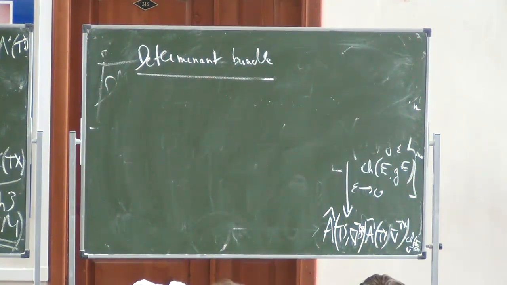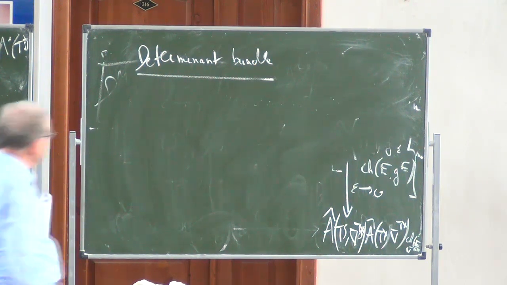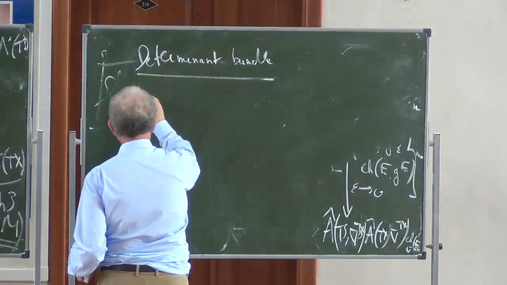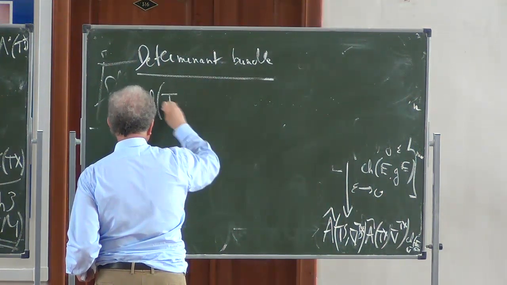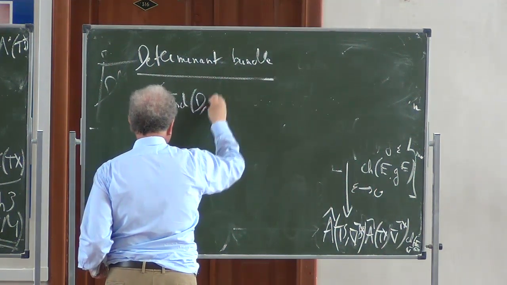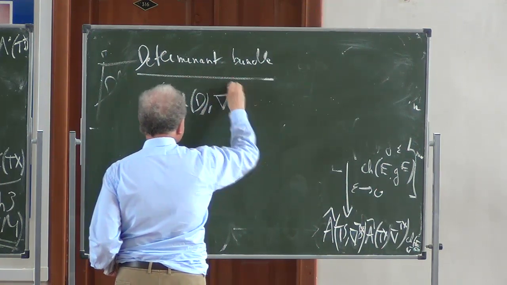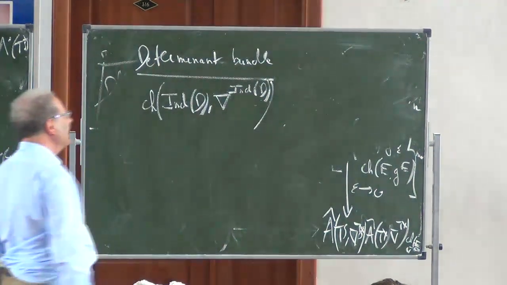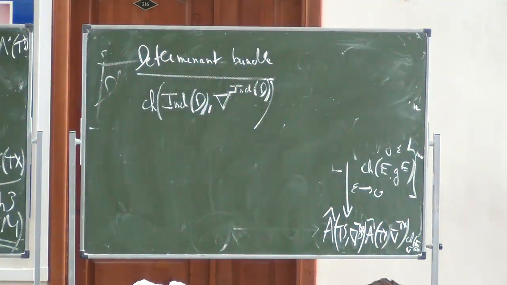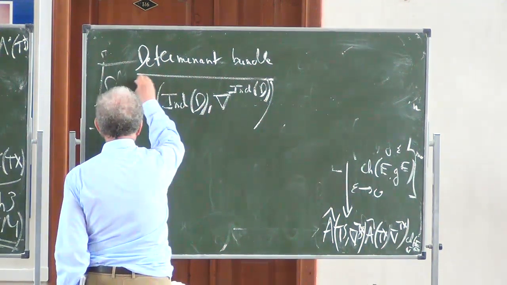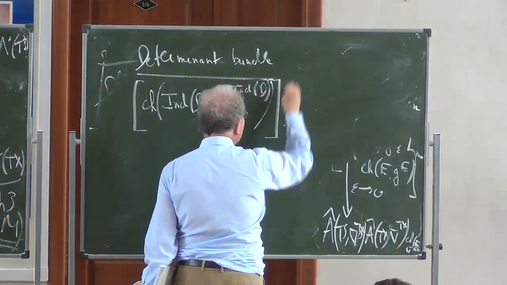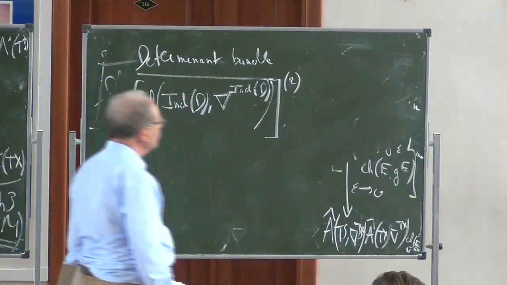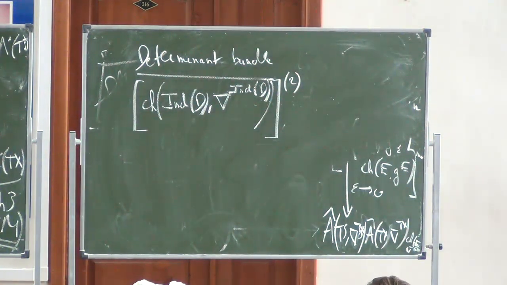Okay, so what I'm going to say is the following thing. First of all, if you take the Ch of the index of D equipped with the connection nabla index of D, this is now a finite dimensional vector bundle, a formal vector bundle, a difference bundle. I just look at it in degree 2. Let me just take the component of this in degree 2.